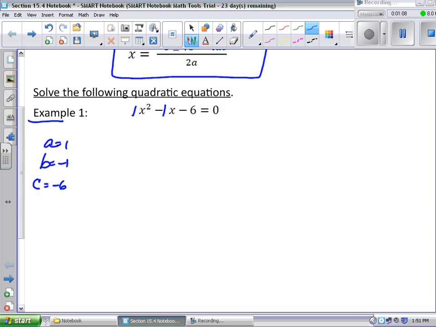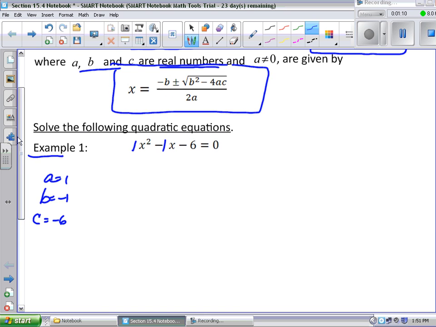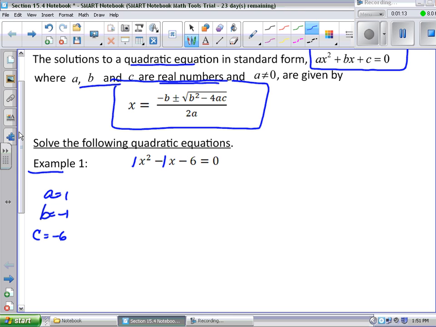Now, there is a little song that we can teach you to help you remember this quadratic formula, and it goes like this. It's to the tune of Pop Goes the Weasel.